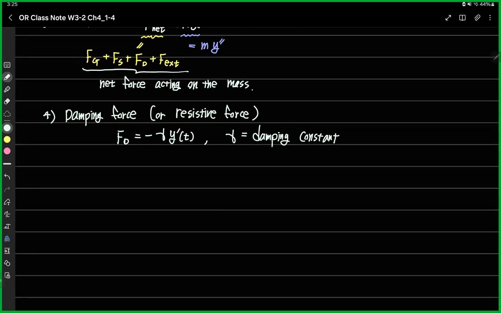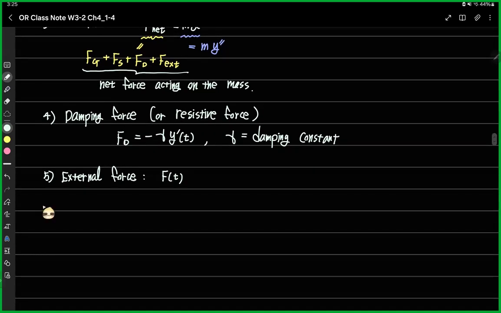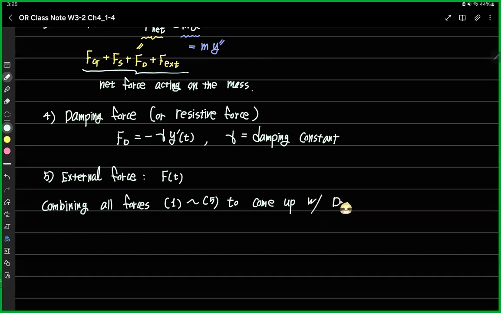Okay, so the fifth and last one is the external force. Oh, sorry. Yeah, the external force is just F of t. Or you can say F sub ext of t, but let me use capital letter F. Okay, now we're gonna combine everything. Combining all forces, 1 through 5, to come up with a differential equation.